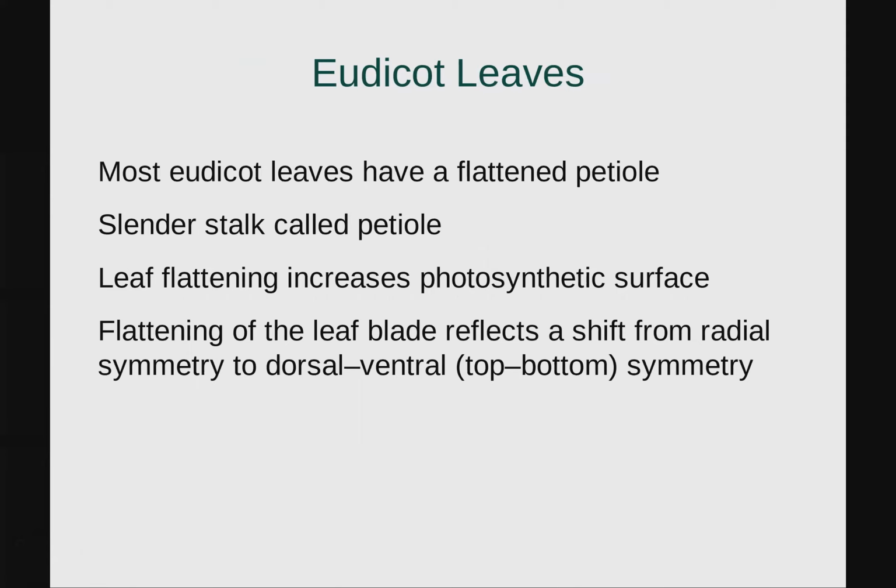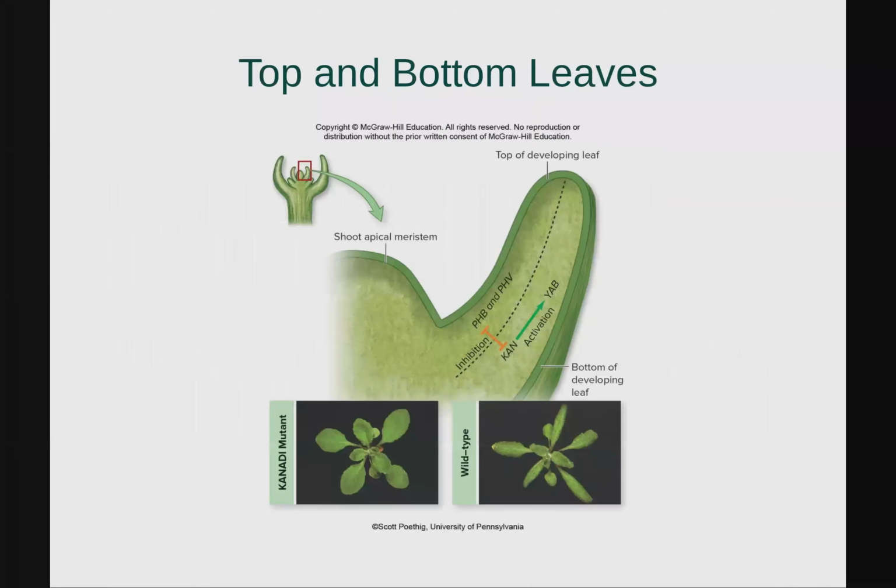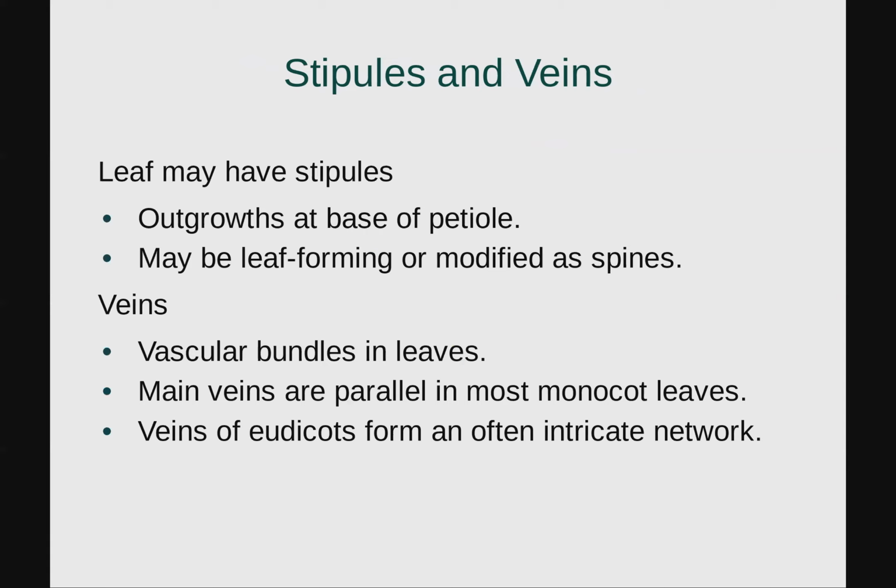Most eudicots have leaves that have a flat petiole. Remember, the petiole is the part that attaches the stem to the leaf. Now, the leaf flattening increases photosynthetic surface, and the flattening of the leaf also reflects a shift from radial symmetry, i.e., top to bottom symmetry as well. We can actually physically look at this, right? We have the shoot apical meristem, the top of a developing leaf, and the bottom of the developing leaf. Again, flat surfaces giving a level of symmetry here.